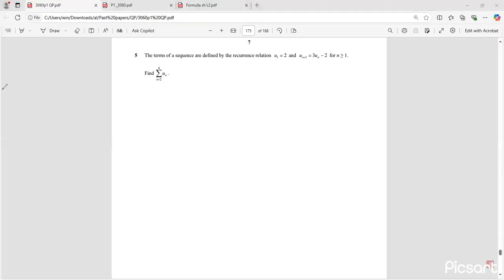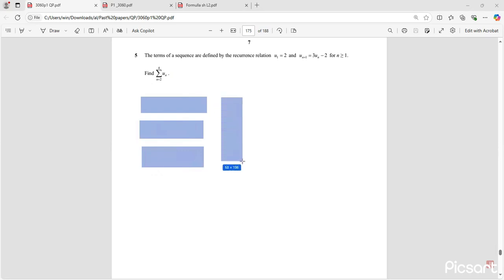Okay, question number 5, summation. Here he asks you: the terms of a sequence are defined by the recursion relation, u1 equal to 2, and the rule of u(n+1) equals 3un minus 2. So if you need u2, you have to make 3 u1 minus 2, and that's where we're going to start from. And he gives you that here we have to find the first 4 terms starting from the second term. So here we're going to get u2, u3 and u4, then we're going to add them all and get the final answer.